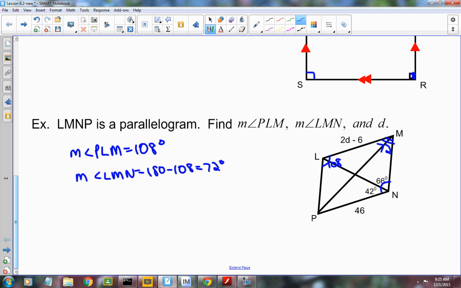And they also want us to find the value of D. One side is 2D minus 6. Does it have a relationship with anything? It's equal to its opposite side, isn't it? So I can set 2D minus 6 equals 46 and solve. So I end up with 2D equals 52. Divide both sides by 2. And D is 26.